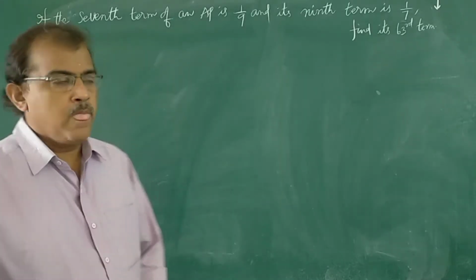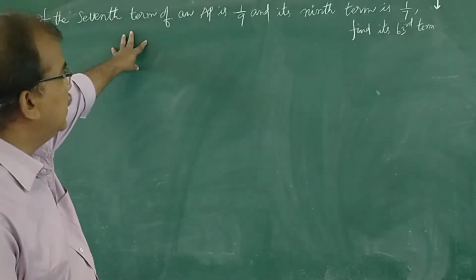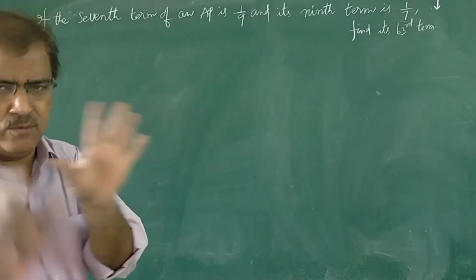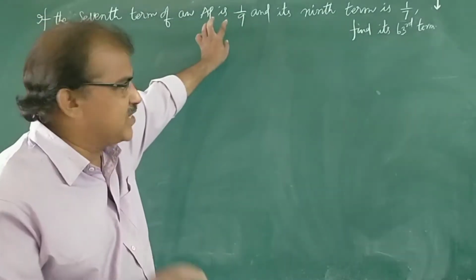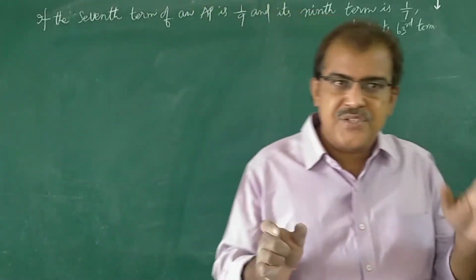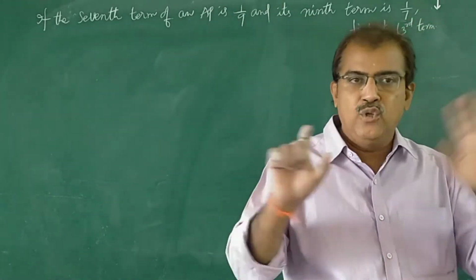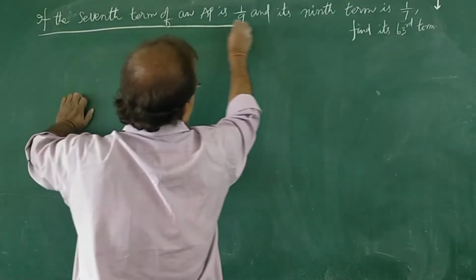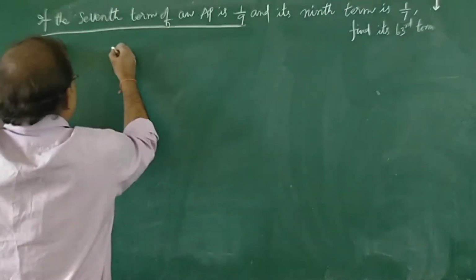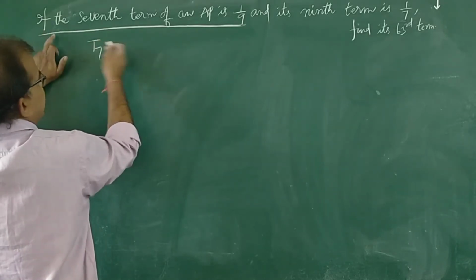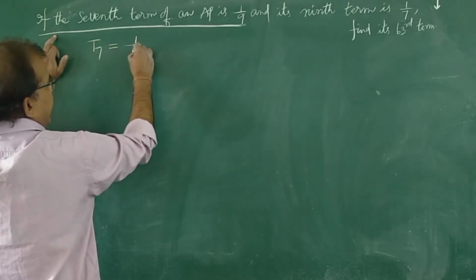One more sum. If the seventh term of an AP is 1 by 9, it is easy, you can directly write it, but the only thing is that the fraction is given. That is the problem. If you are very good at the operations of rational numbers, you can do it easily. So, the seventh term of an AP is 1 by 9: T7 is equal to 1 by 9.